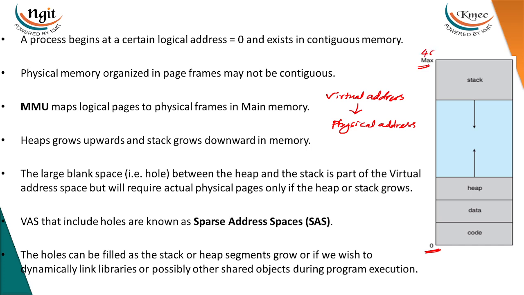Let us take 4 GB or 8 GB or 16 GB, whatever it may be. Then it starts from 0 and this particular memory will be divided into pages initially. And if there are any temporary variables or temporary memory, that will be stored in the stack.